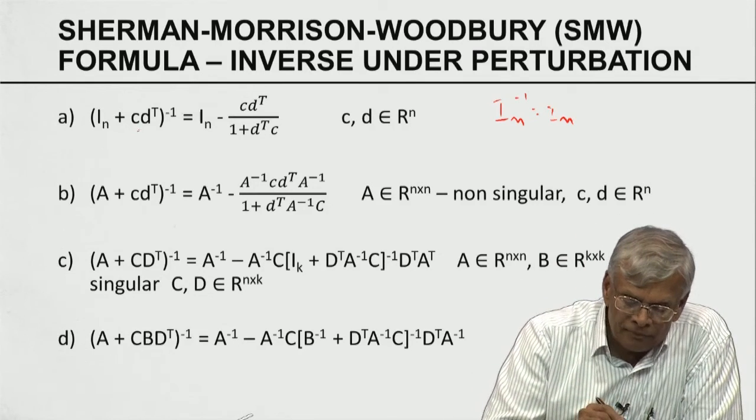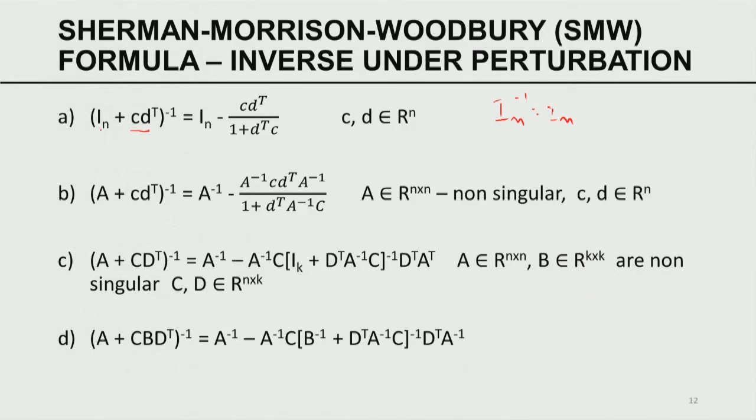But if I add an outer product matrix to an identity matrix, it is no more an identity matrix. I know the inverse of the identity matrix is identity. So the question is: if I perturb the identity matrix by an outer product matrix, which we have already seen is of rank 1, the inverse of the sum can be expressed by this formula. This formula is called the Sherman-Morrison-Woodbury formula. C is a vector, D is a vector, and C D transpose is an outer product matrix. So this is called a rank 1 perturbation of I.